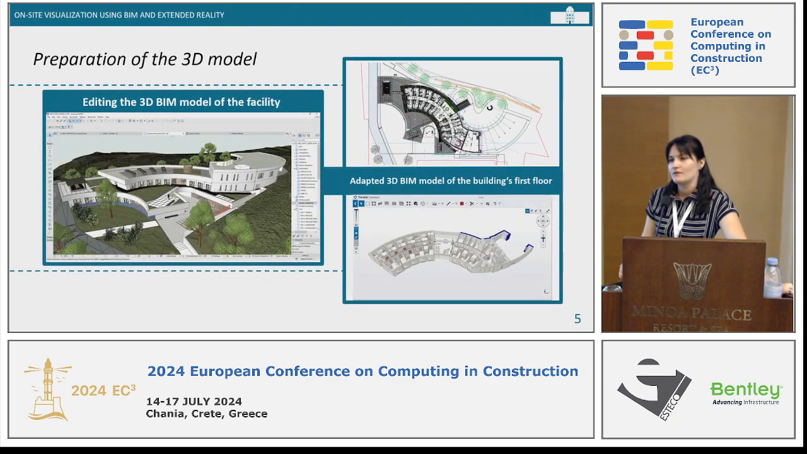The first part of our experiment was the preparation of the 3D BIM model, because 3D BIM models are very large files. We just focused on the first floor of our building. The 3D model we got from Gizgradnja was made in ArchiCAD, and we transported the smaller version, the first floor, into the program Trimble Connect. On the right pictures, we can see the adapted model.